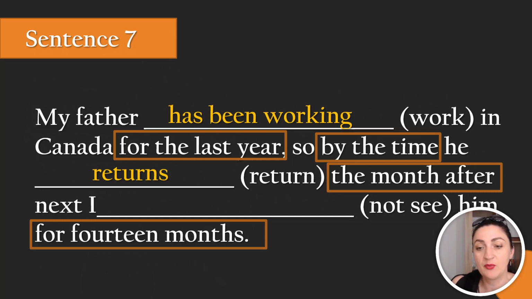In this example, we need to use future perfect simple as we are talking about period that will last for 14 months, including the months that follow. Okay? So we say, my father has been working in Canada for the last year. So by the time he returns the month after next, I won't have seen him for 14 months.